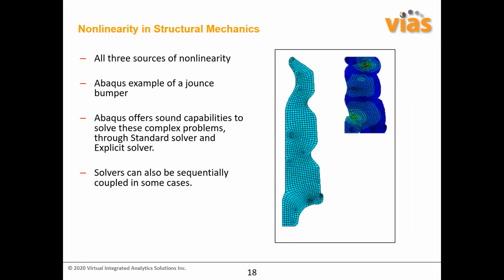Here you are seeing a problem in which there's a Jersey bumper of a car, and it has all three sources of nonlinearity present. In the real world, in general, you may have all three sources of nonlinearity present. The good thing is that Abaqus offers sound capabilities to tackle these complex problems through the standard solver and explicit solver.